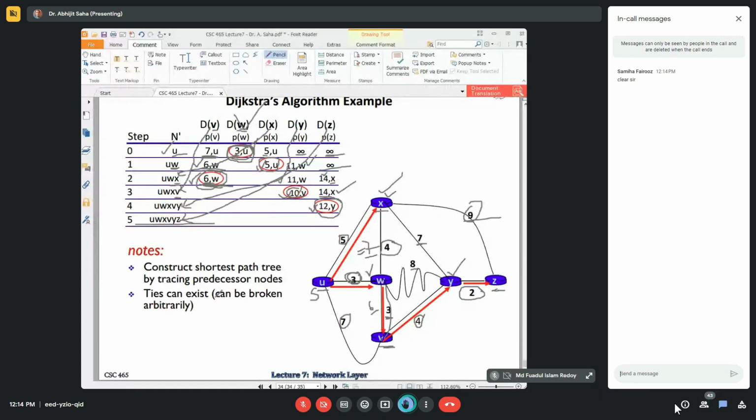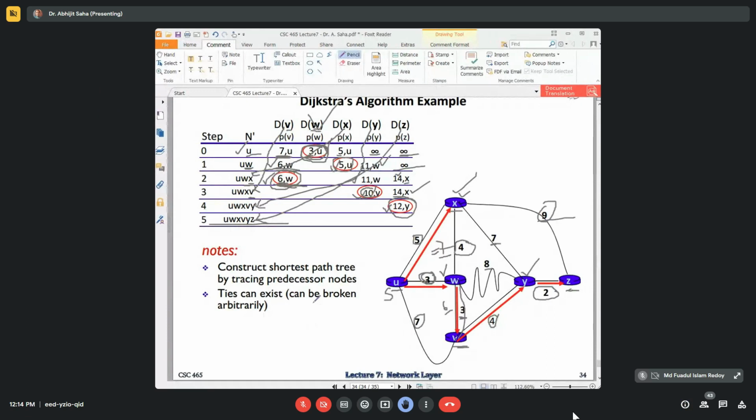Yeah, so these algorithms are very important for your midterm examination. One problem will definitely come from these two algorithms. So you need to practice these routing algorithms that we have discussed in the class.